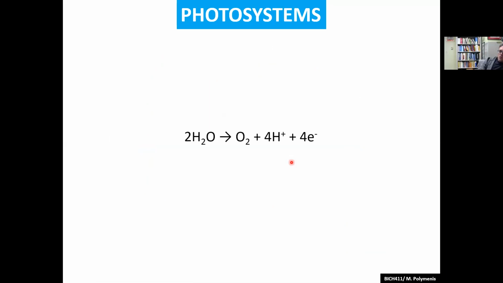All right, so what's the reaction that we're dealing with? It is the splitting of water again to get oxygen and 4 electrons and protons.